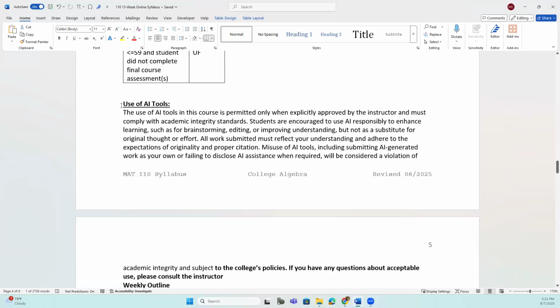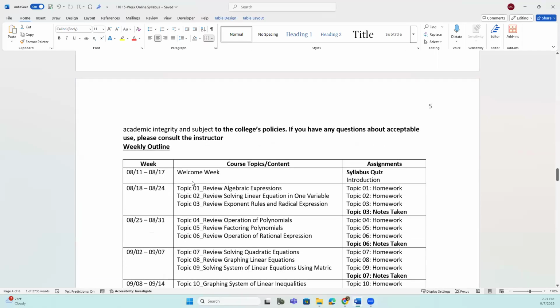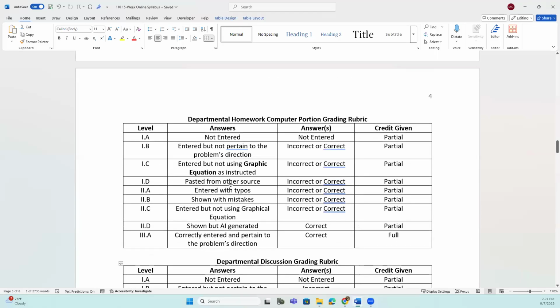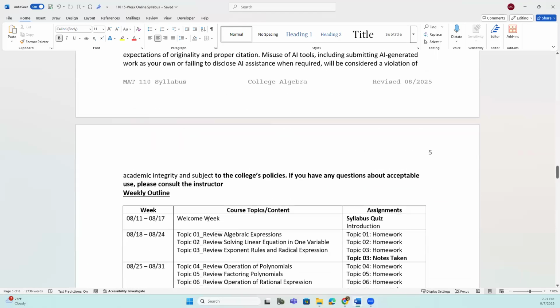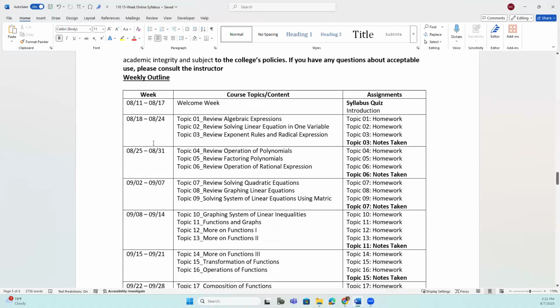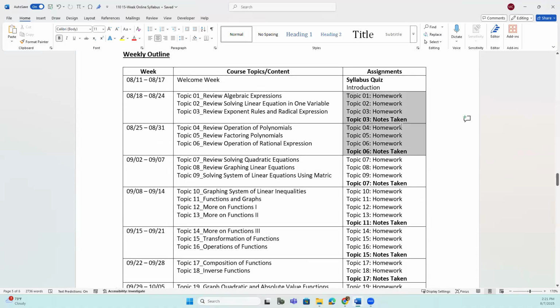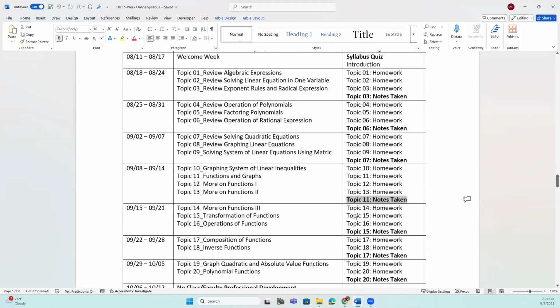All right, so here's our statement for use of AI tools. Your outline. So this is the actual outline. What I bolded here is the topics where the notes taken will count for attendance. So please upload these notes. If you do fall behind, the least you have to do is watch the lecture video and take notes on the topics that I'm requiring students to turn in every week.